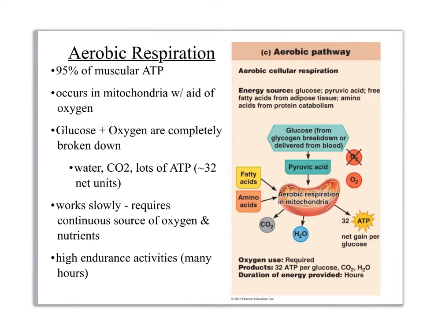All right, next slide. Let's look at aerobic respiration. The bulk of your ATP is produced through aerobic respiration. You're going to be doing this in the mitochondria, whereas creatine phosphate and anaerobic glycolysis were occurring in the cytosol. It needs both glucose and oxygen, and you're going to use both of those. What you're going to get as byproducts are water and carbon dioxide and a lot of ATP.